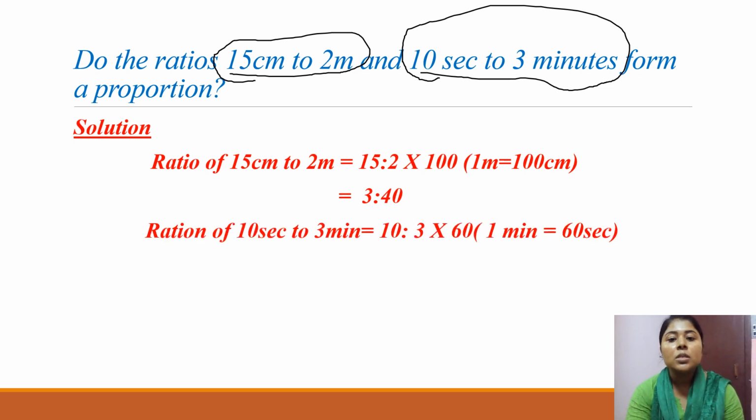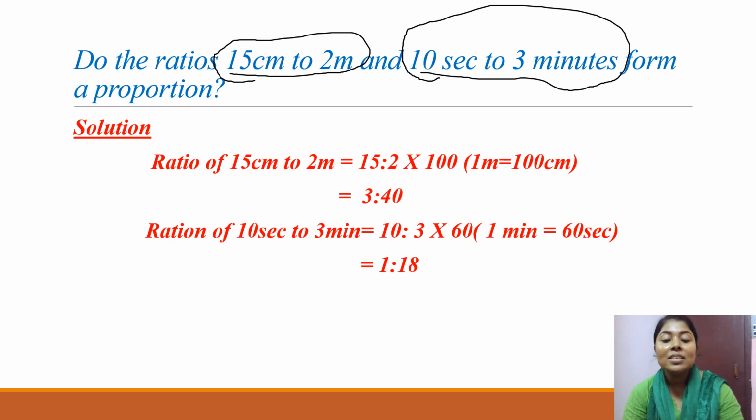Okay. The second thing is 10 is to 3 into 60. How did we get that 3 into 60? We know 1 minute is equal to 60 seconds. Then 3 minutes is equal to 3 into 60 seconds. That's why I directly put it like this. So 3 into 60 seconds, what did we get? The answer is 180. After cancellation, 10 divided by 180, what we got is 1 is to 18. And this is the answer we got.